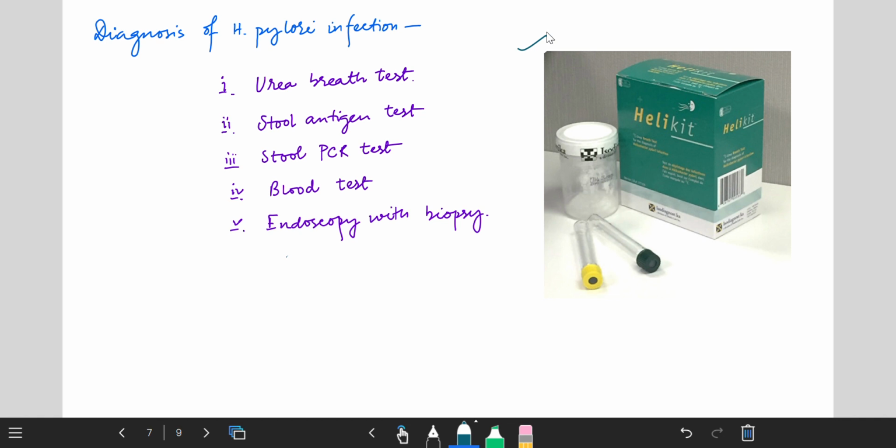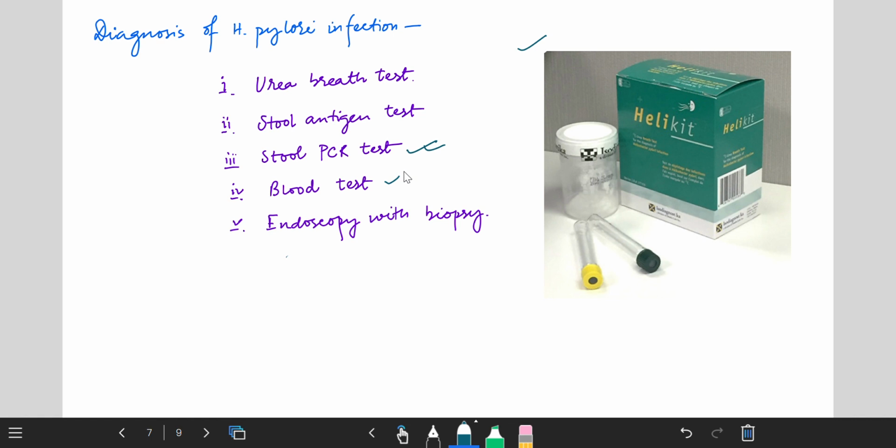Second test is the stool antigen test. This test involves collecting a stool sample and testing it for the presence of H. pylori antigen. Third one is the stool PCR test. If there is any kind of antibiotic resistance, this test is useful to identify the mutation of the H. pylori. Fourth one is the blood test.